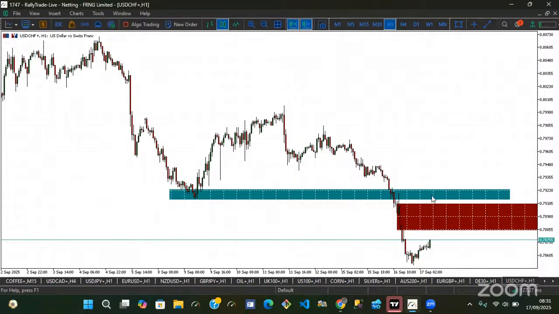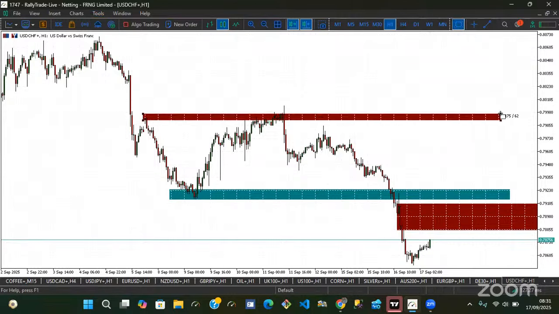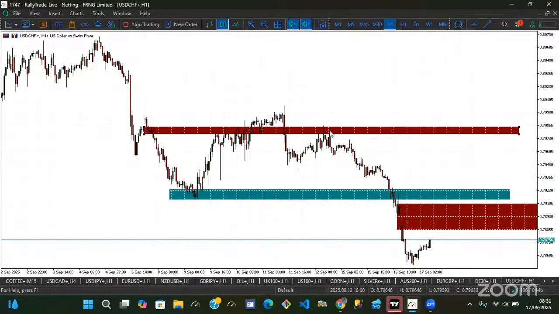Now, if price breaks these levels and goes to the upside, which I'm not sure it will, but if it does, then we'll want to see price come into these levels here, especially here, to have another sell opportunity.